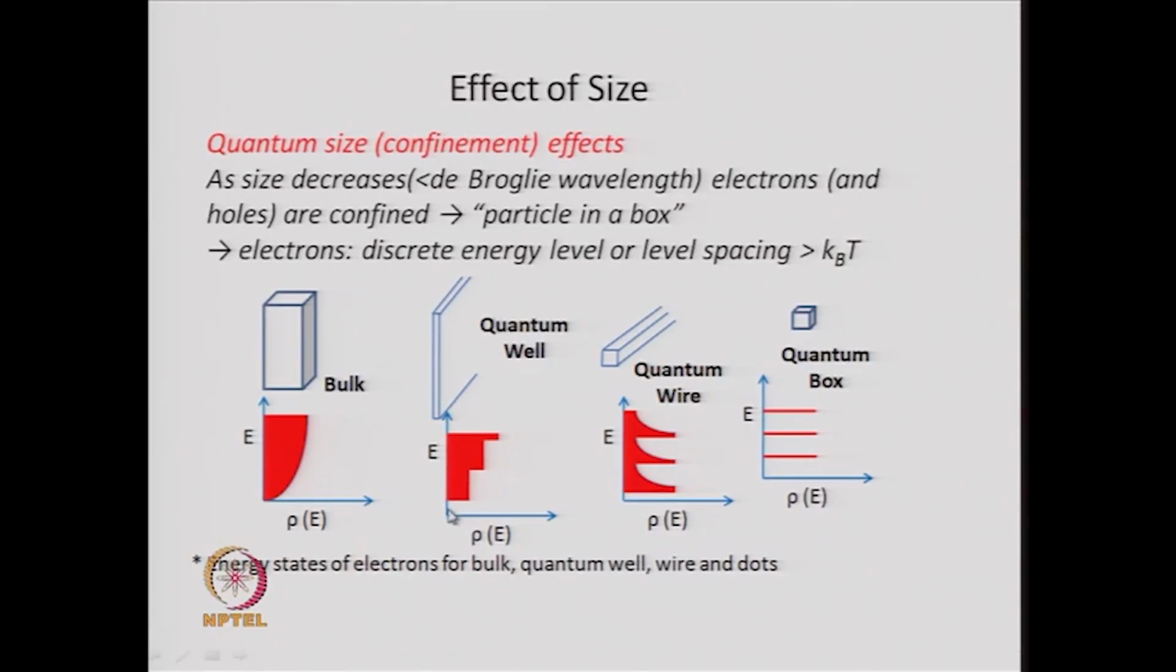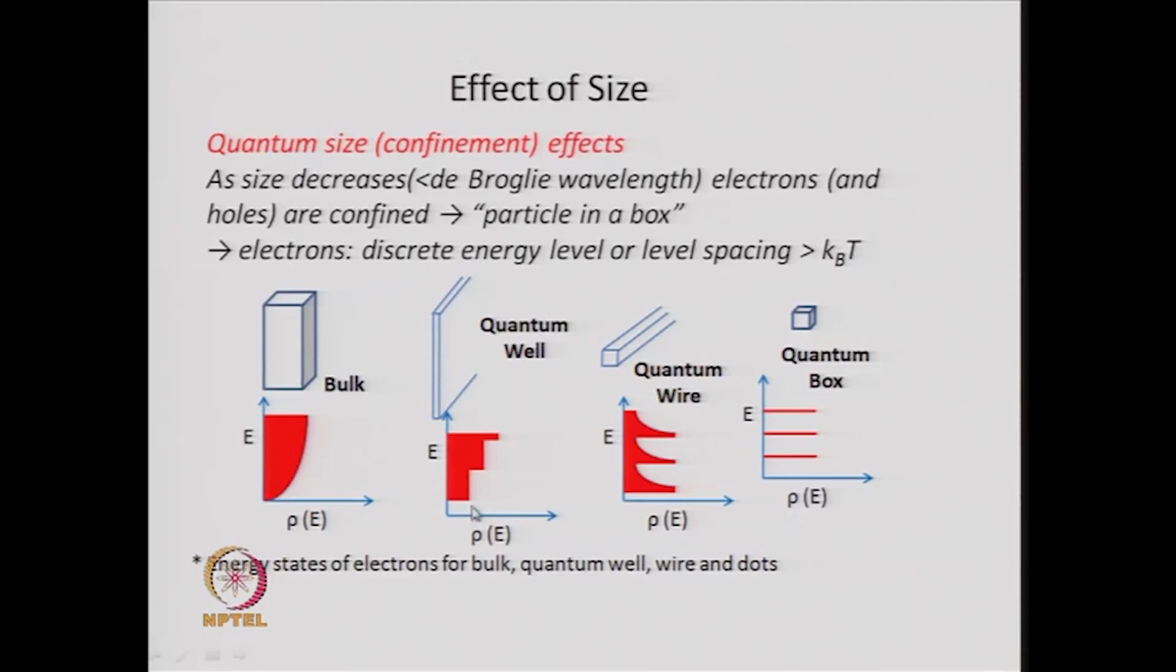Below that, there is no density of states. Below a certain energy, electrons cannot have energy of this value; they can only have energy above this value. Till this value, you have a certain density of states. When you go to higher energy, you have higher density of states, and again for a small region of energy, the density of states is constant.